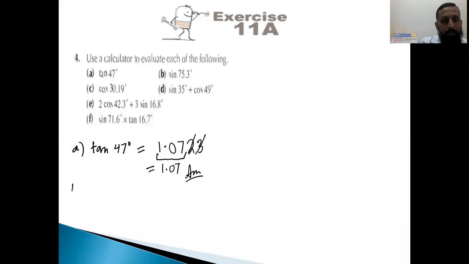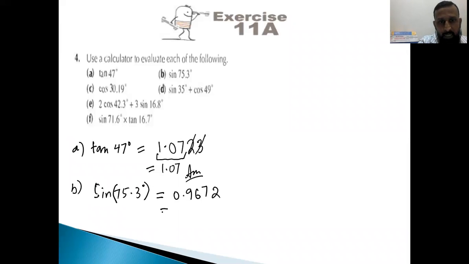Part B. Part B is sine 75.3 degrees. Okay, boys and girls, when you press sine in your calculator, a bracket opens. Just type in there 75.3 and close the bracket. Press the equal sign and you'll find that sine 75.3 degrees is 0.9672.